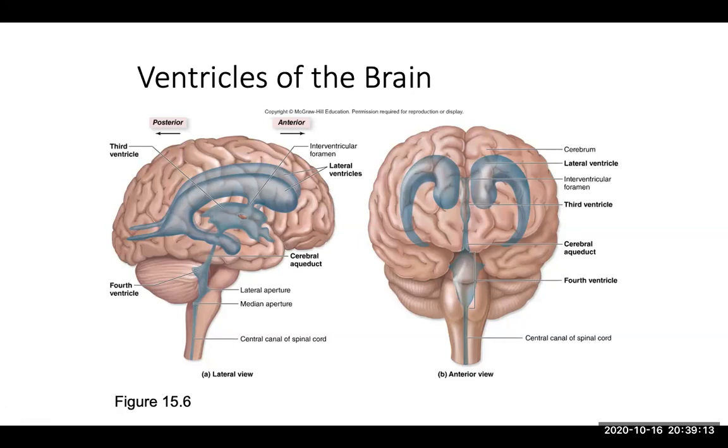All of these ventricles contain cerebrospinal fluid, and they're all connected. And they're all actually connected to the central canal of the spinal cord. So you have cerebrospinal fluid traveling all the way down your spinal cord.